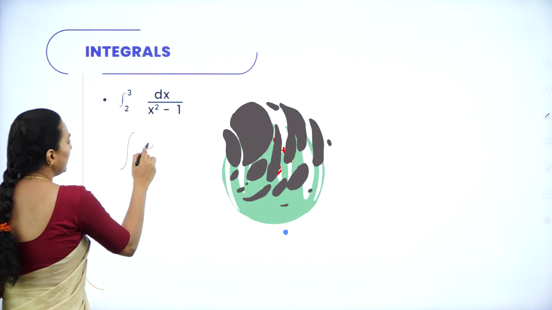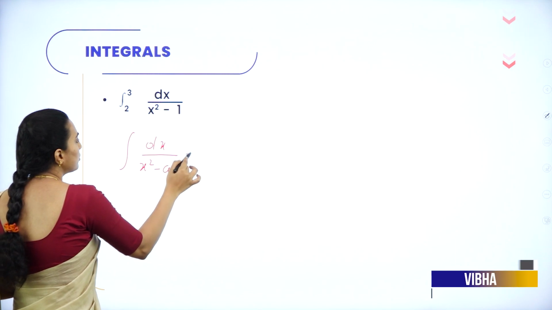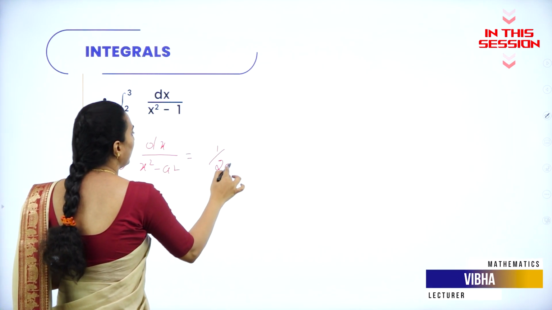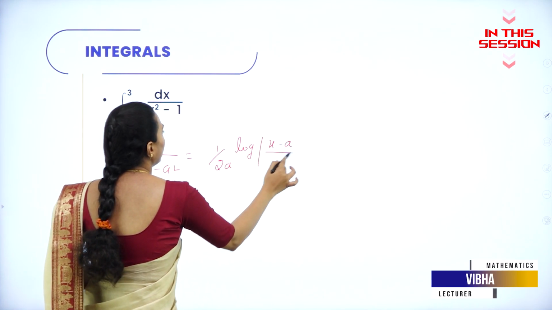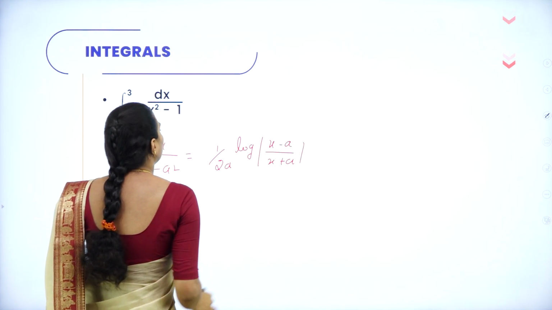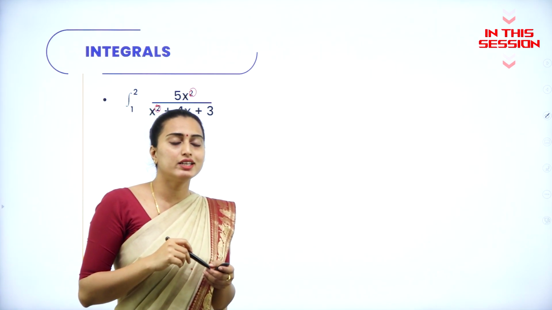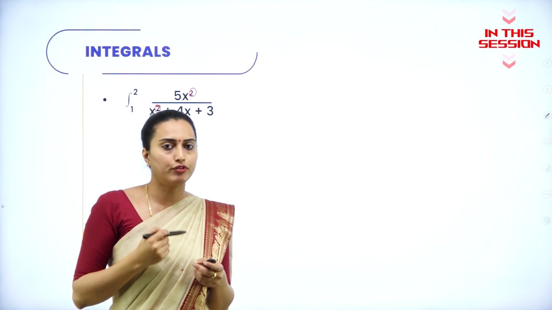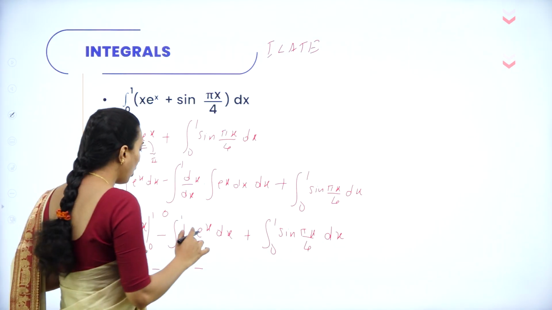Integral of dx divided by x square minus a square, which is given by the formula 1 by 2a into log of modulus of x minus a divided by x plus a plus c. Whenever numerator degree is equal to the denominator degree, it is called improper partial fraction. Sine pi x divided by 4 integration is minus cos.